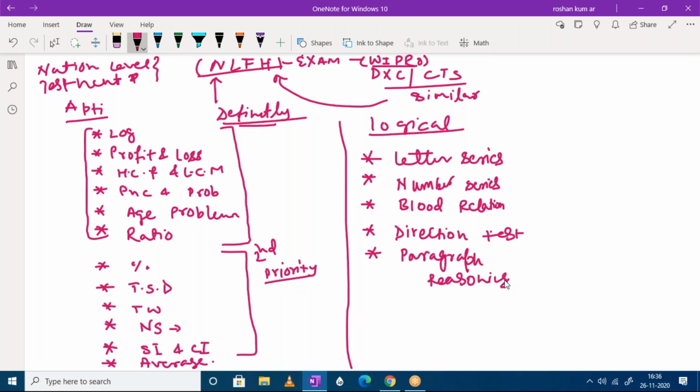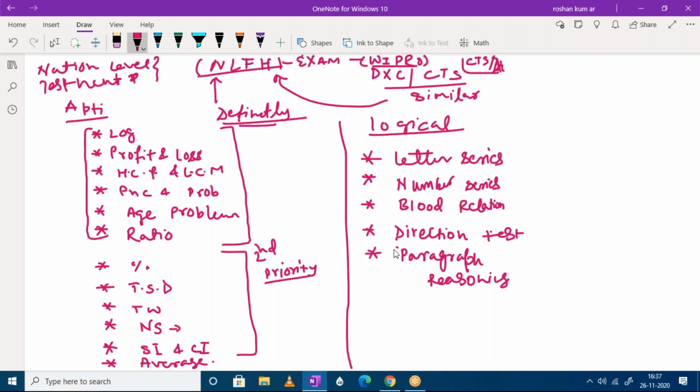Now I want to ask my people: has any one of you given the examination of CTS or DXC? Put your answer in the chat box, yes or no. Any comment is fine. If you've given the examination, say yes. If you haven't, then say no. Pooja has not given, Suresh has given, Shivam has not given, Navjot has not given, no issues. Why am I giving this reference? Because the paper will be almost the same, that's why I'm asking. Anandika, a lot of people have not given this examination, no issues.